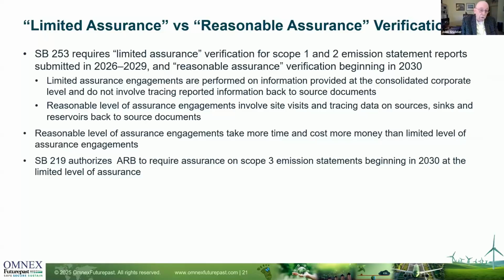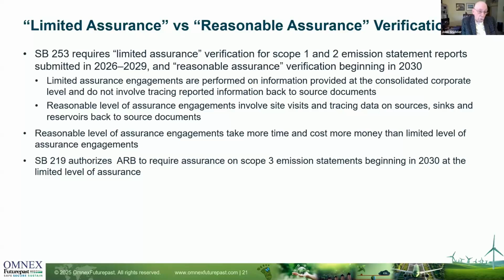If you're not familiar with verification, there are two terms that we commonly use: limited assurance and reasonable assurance. For the time being, Senate Bill 253 requires limited assurance verification for Scope 1 and Scope 2 emissions. Limited assurance engagements are performed at the consolidated corporate reporting level and do not involve tracing of information back to source documents.